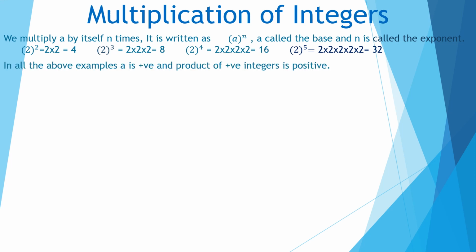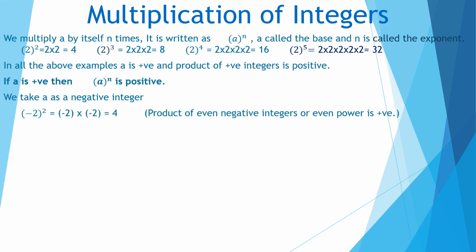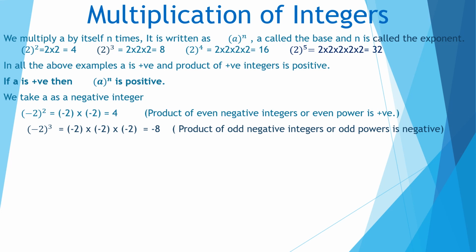Here we see that a is positive. The product of positive integers is positive. So we write, if a is positive, then a raised to the power n is positive. Now let us take a as a negative integer. Minus 2 whole square is equal to minus 2 multiplied by minus 2. Now two negative integers, when we multiply, we get a positive integer. This is product of even negative integers, or even power, is positive.